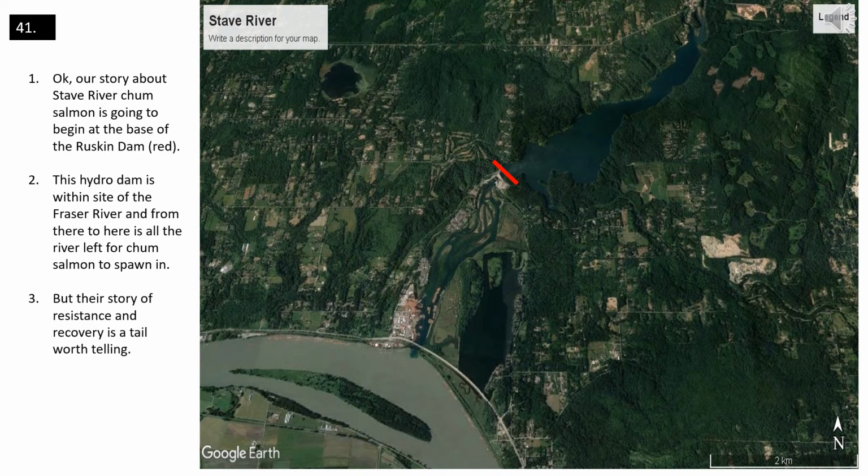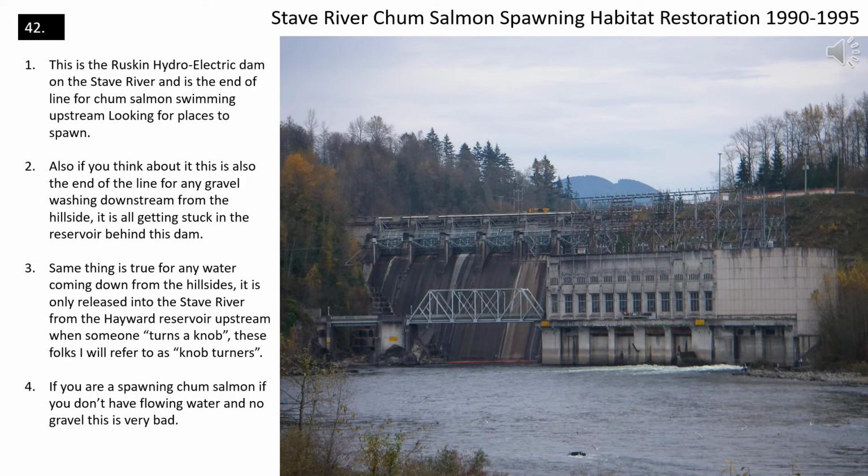However, even though this short section is all that is left after development of this river, the story of the recovery of the chum salmon of the Stave River is truly a tale worth telling. So we're looking at the Ruskin Dam on the lower Stave River. Effectively, this is what the chum salmon come up against as they migrate up from the Fraser. It probably takes them an hour swimming to get from the Fraser to this dam, and that's the end of the line.